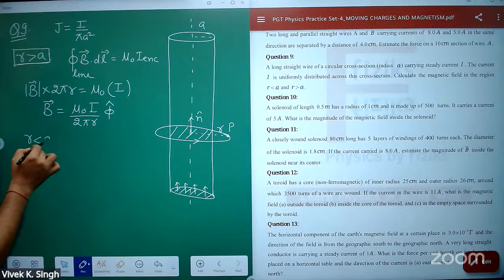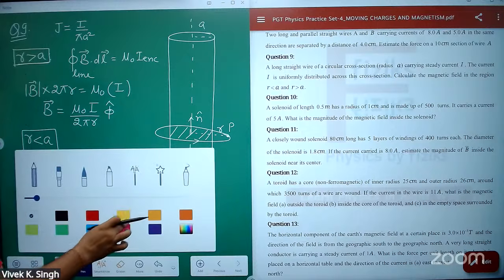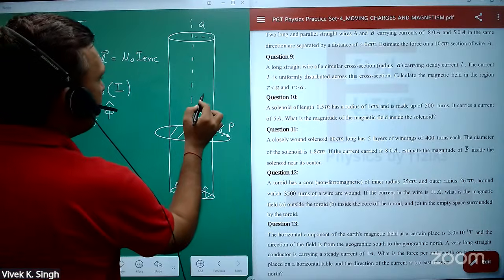And what will be magnetic field inside? So for inside point, let's consider any point P here.